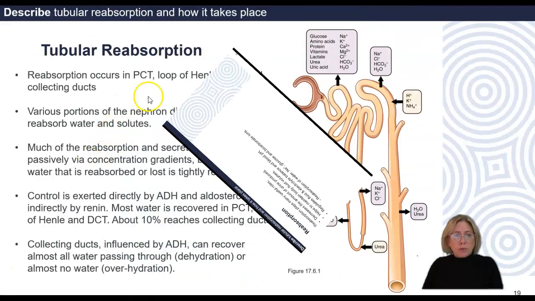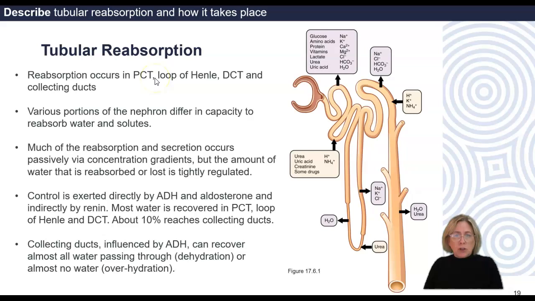Now, tubular reabsorption occurs in the proximal convoluted tubule. And you can see here that this is a really active site for reabsorption of lots of different things. So glucose, sodium, amino acids, potassium, protein, calcium, all of those other things that you can read there yourself. So most reabsorption occurs in the proximal convoluted tubule. However, it also occurs in the loop of Henle.